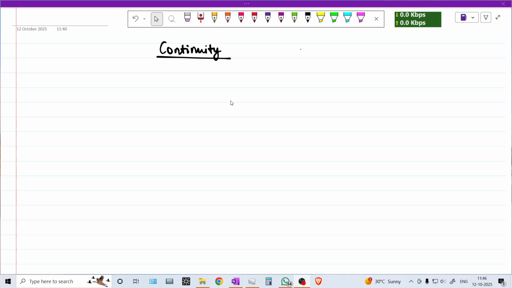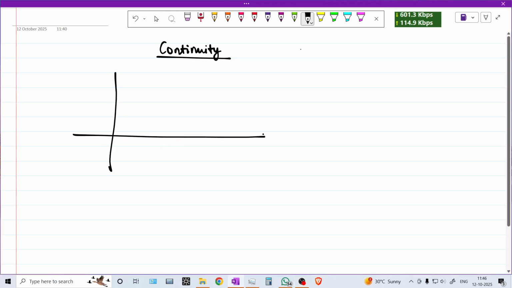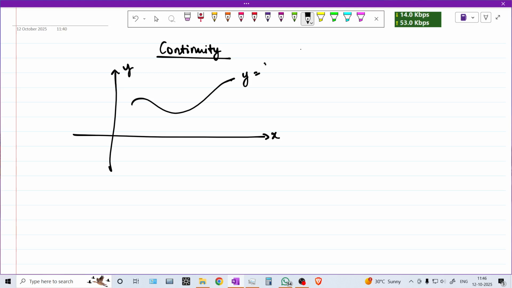Okay, the topic is continuity. Now, what is continuity? Continuity means, suppose this is a function, this is an axis, x-axis and y-axis. Any function is plotted like this. This is y is equal to f(x). It is the plot of a function.